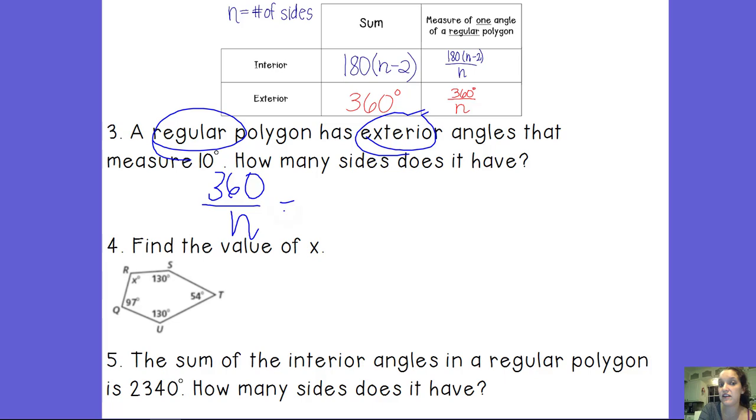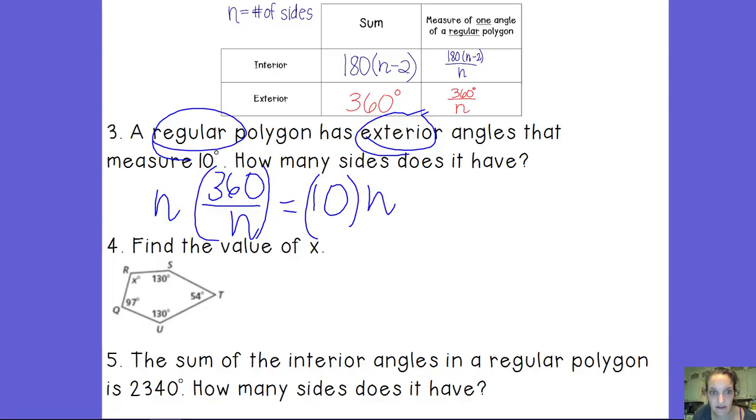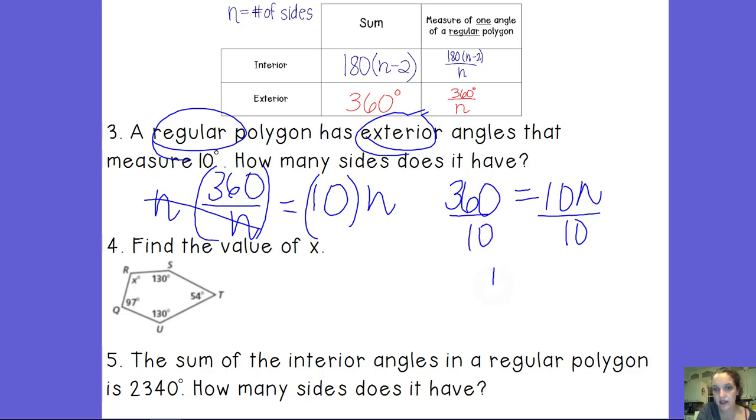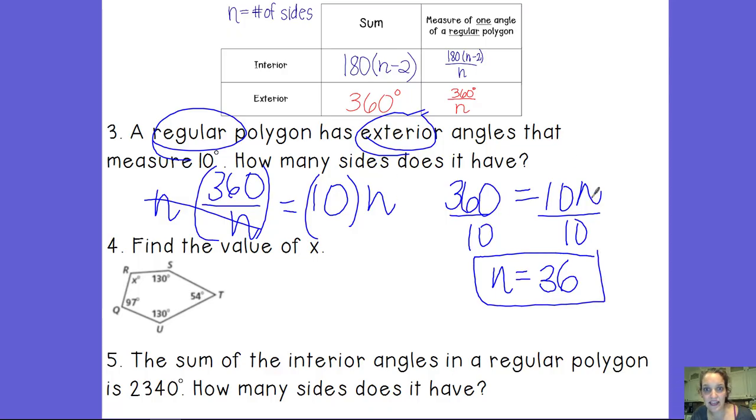We do not know what n is, but we do know that each of these exterior angles for this regular polygon is 10 degrees. So I can set this equation equal to 10. I have n in my denominator, so I'm going to multiply both sides by n to get it out of the denominator. Now I have 360 equals 10n, and then I divide by 10. 360 divided by 10 is 36. So this polygon has 36 sides. That's a pretty big-sided polygon. That's a lot of sides.